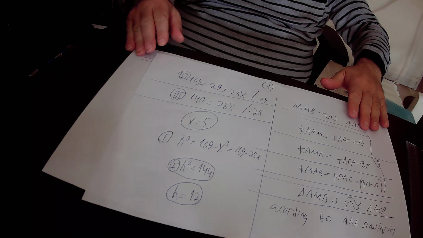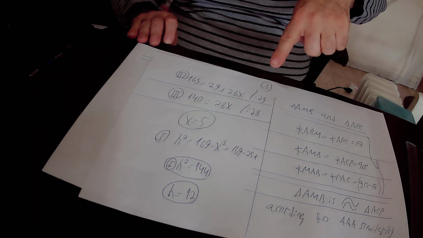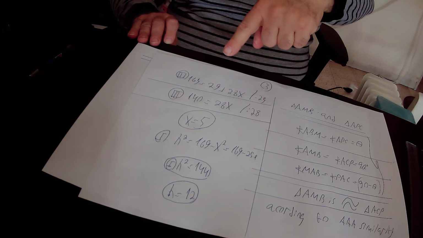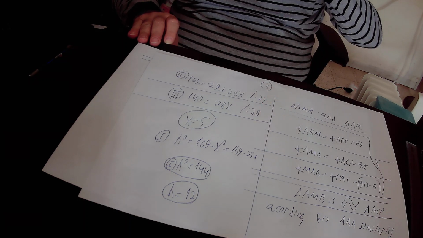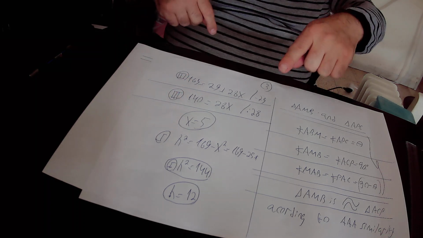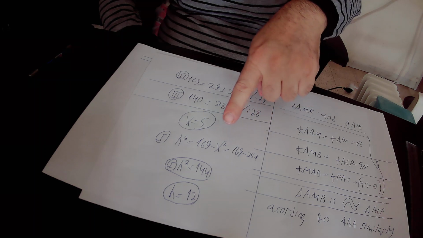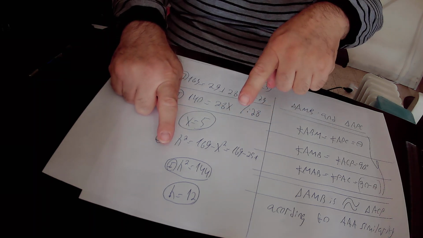According to equation number 1, h squared equals 169 minus x squared. But x is 5, therefore x squared is 5 squared, that is 25. So in total, according to equation number 1, h squared equals 169 minus 25. 169 minus 25 is 144. So we found out that according to equation number 1, h squared equals 144.